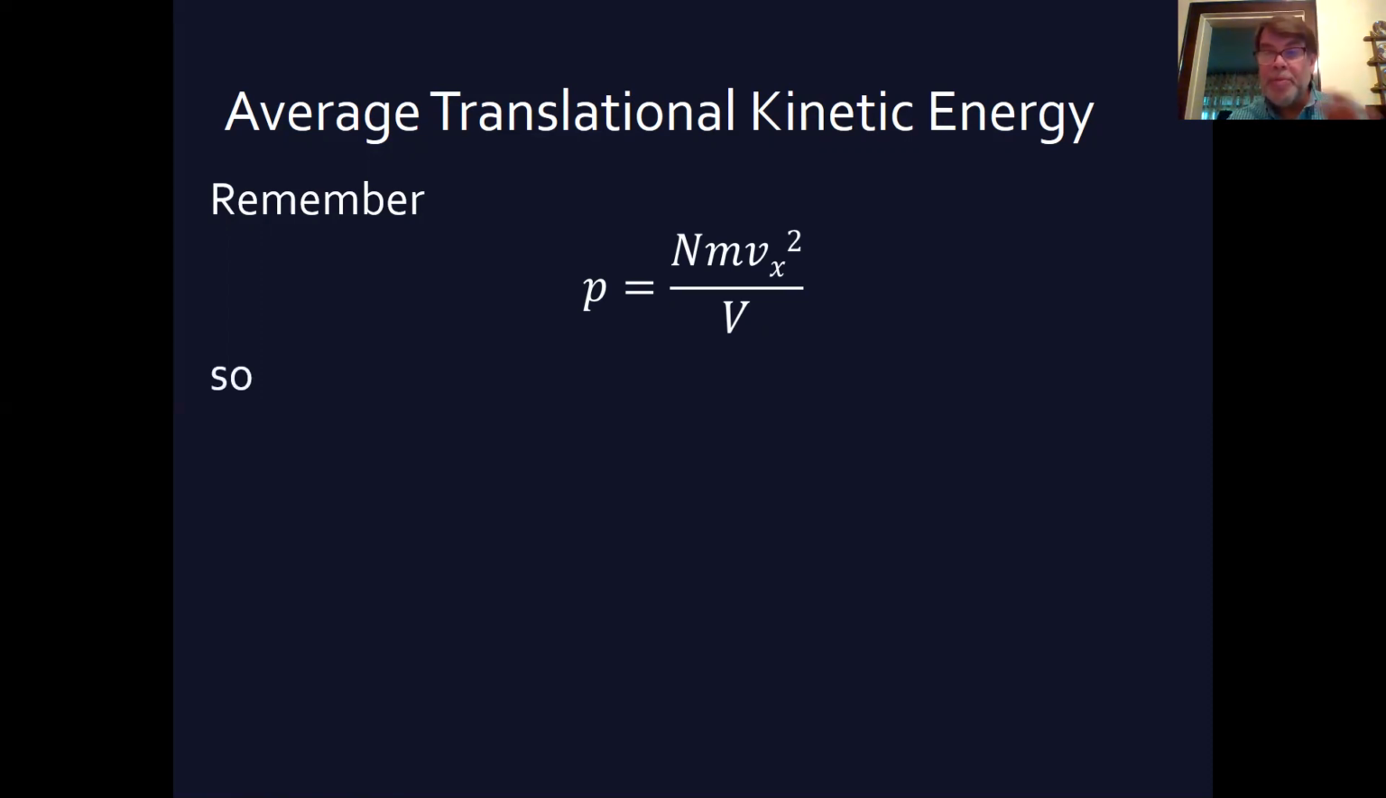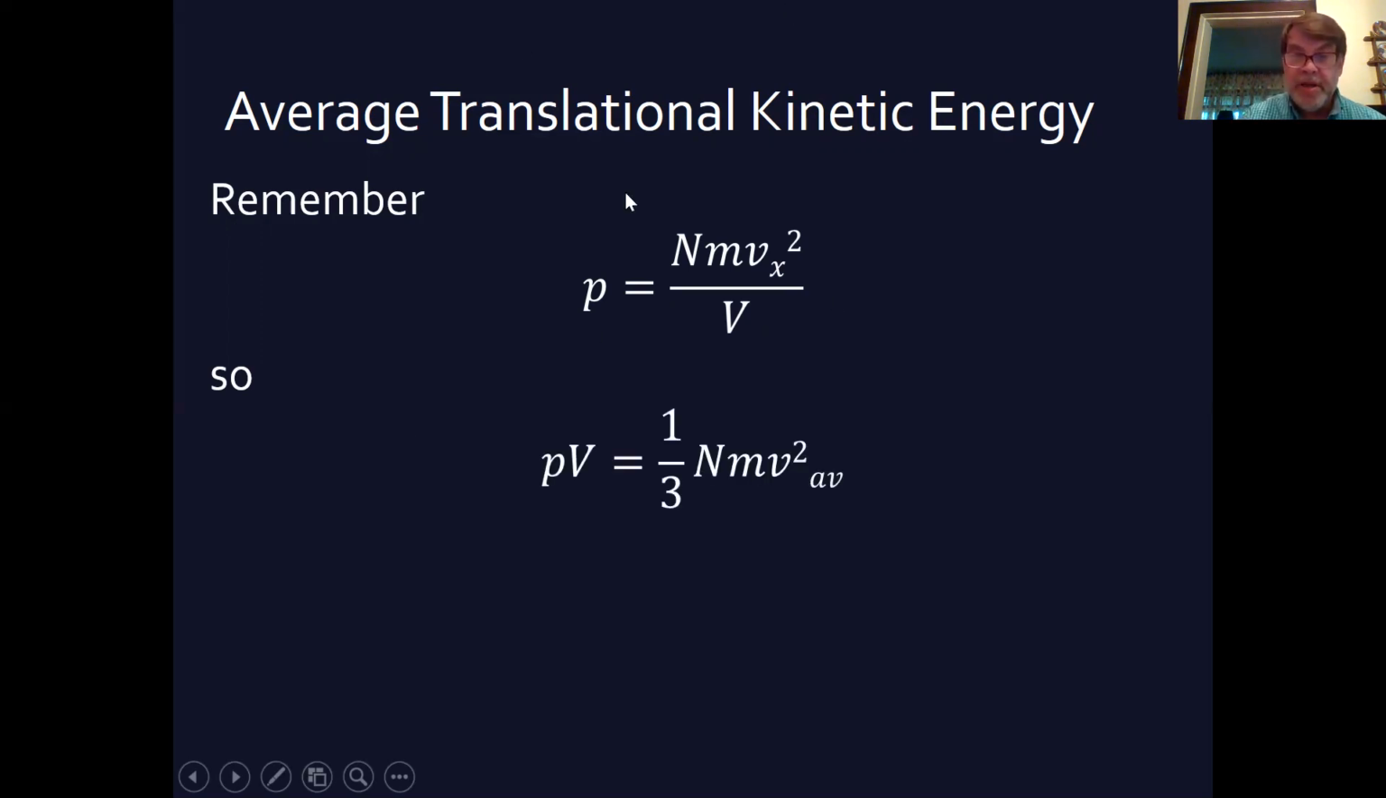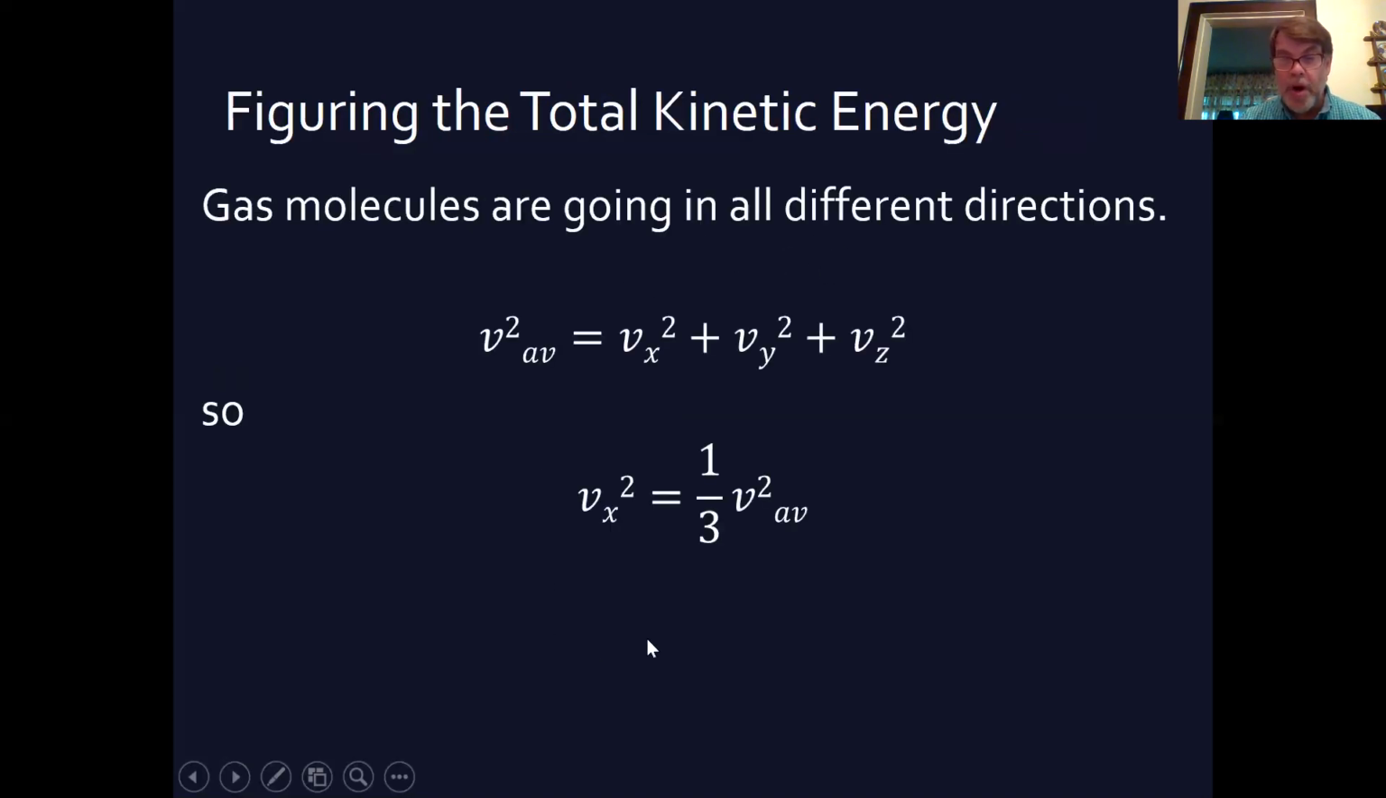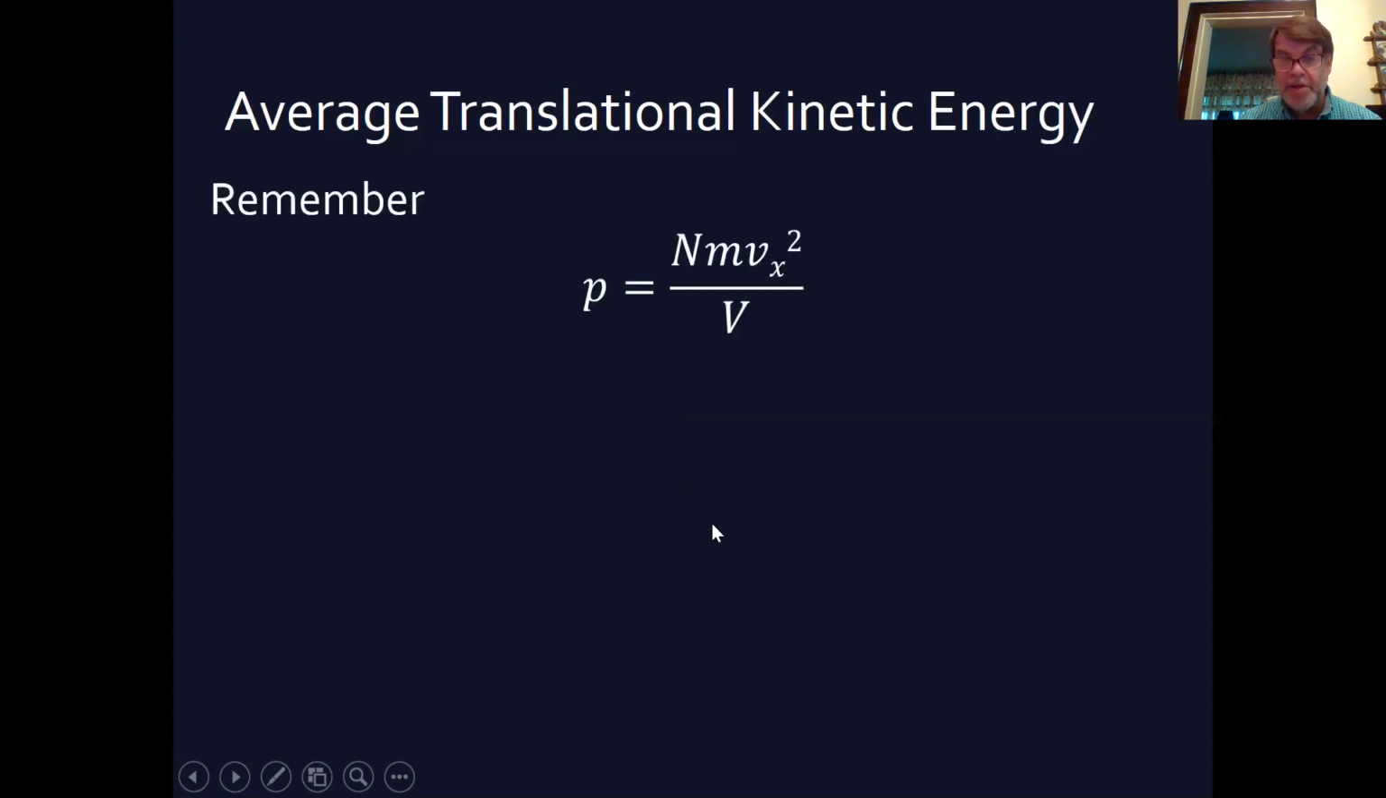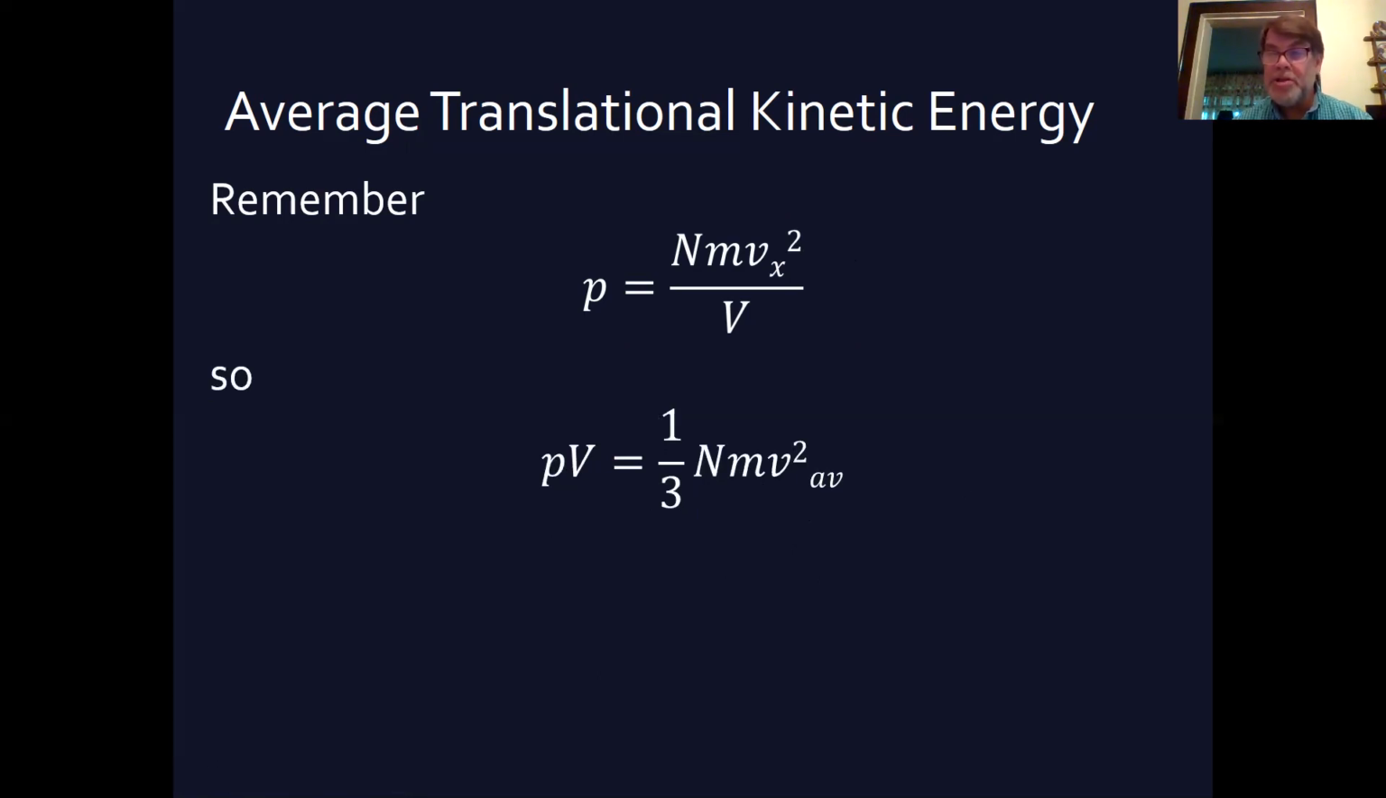Okay, that's what we ended up with in the previous video. So if we multiply both sides by V, we end up with PV equals this. And we just said that the Vx squared equals 1/3 of the total average. So we can substitute that in, 1/3 of the total average squared, and voila! We now have an expression that says pressure times volume, PV, equals 1/3 times the total number of molecules in that space times the mass of each individual molecule times the square of the average velocity of all of the molecules going in the x, y, and z direction. Okay, now we're getting somewhere.